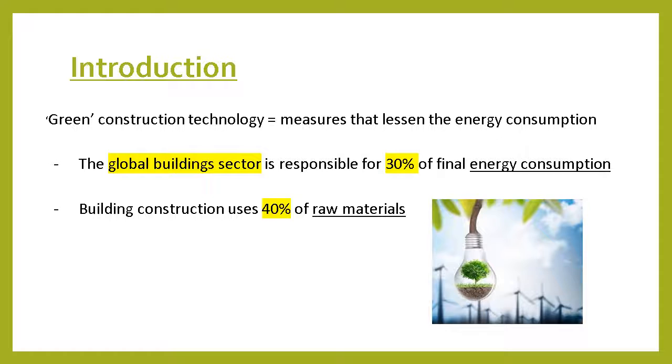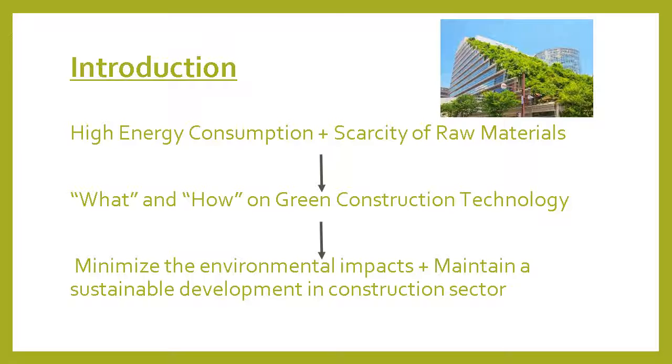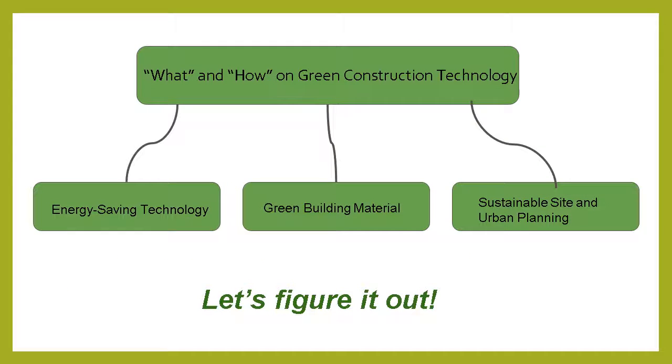Let me introduce what green construction technology is, which refers to the measures that lessen energy consumption. According to some statistics, the global building sector is responsible for 30% of final energy consumption, and building construction uses 40% of raw materials. Due to those two reasons, we have to use green construction technology to minimize the environmental impacts and to maintain sustainable development in the construction sector. We will divide it into 3 parts and explain in detail.